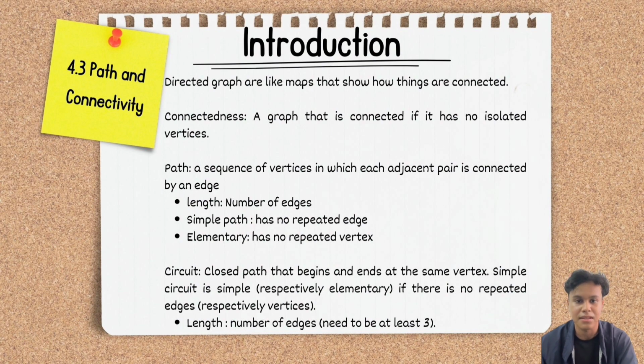A circuit is a closed path that begins and ends at the same vertex. A circuit is simple, respectively elementary, if there are no repeated edges, respectively vertices. Its length is the number of edges, and it needs to be at least 3.